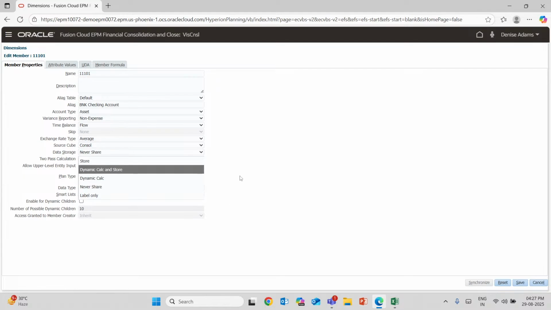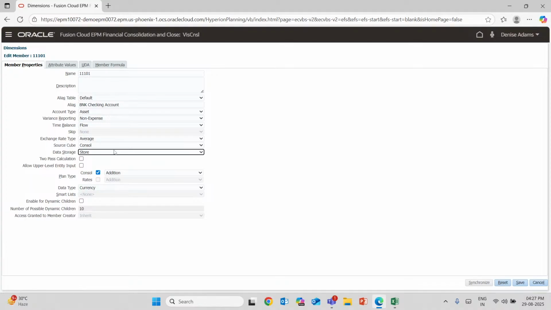The data storage currently is never shared here. Firstly, I'm going to talk about the store. The store is a member property that is irrespective of the dimension. Here we have opened the account dimension, but it doesn't mean that this is only related to the account dimension.